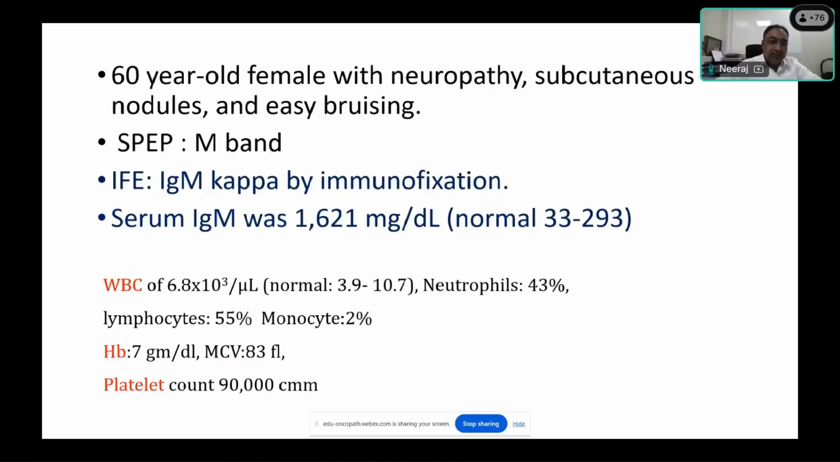The serum IgM level was also high. This was 1621. So this was high, and the CBC showed 6800 with a normal distribution of neutrophils. The lymphocytes were on the higher side. The hemoglobin was low. There was anemia, and the platelet count was also low. So 90,000 was the platelet count.